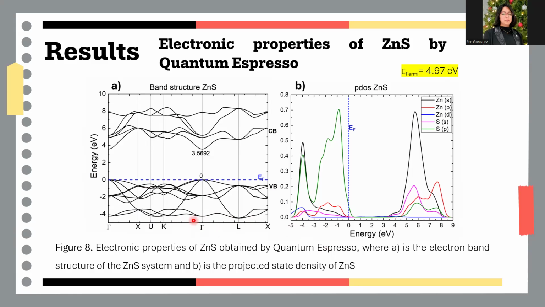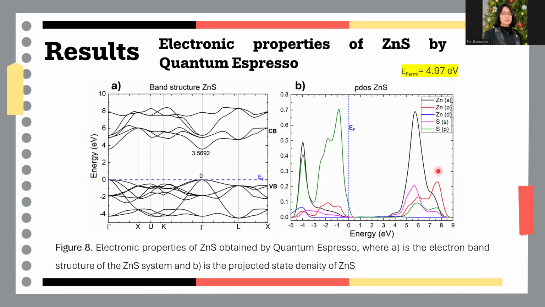And figure 8b shows the density of states of sulfur that shows that the p states of sulfur predominate in the valence band, and the states of zinc predominate at the conduction band.